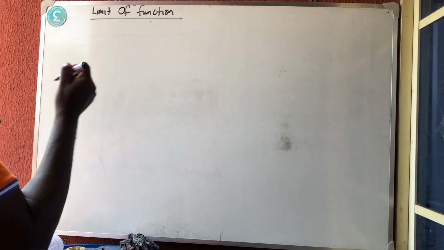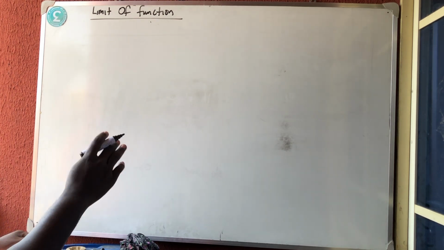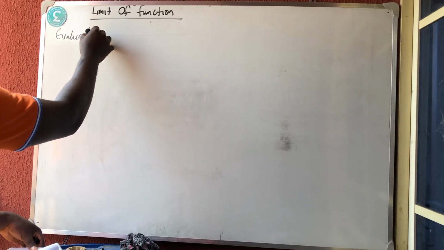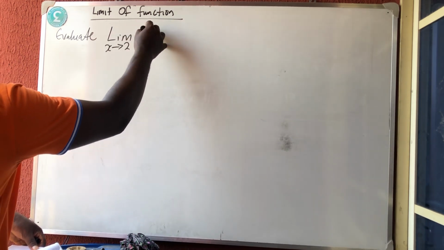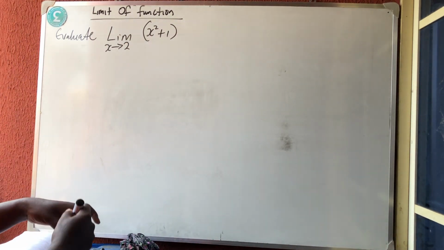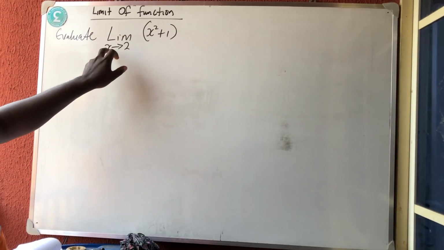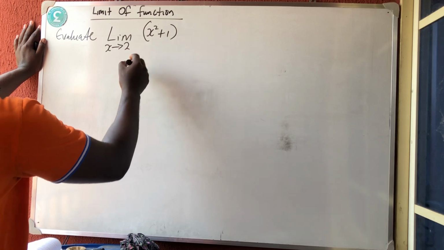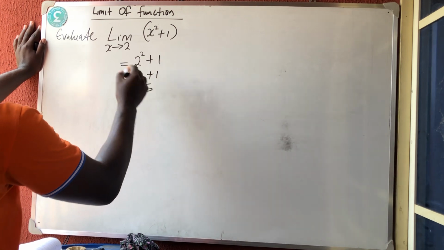Now, the limit of a function is simply, I just call it substitute. I don't want to start telling you long stories. Just substitute. Evaluate the limit of x squared plus 1 as x tends to 2, or as x approaches 2. The answer is simply just substitute: anywhere you see x, put 2. The answer is 2 squared plus 1, which is 4 plus 1, which is 5. As simple as that.